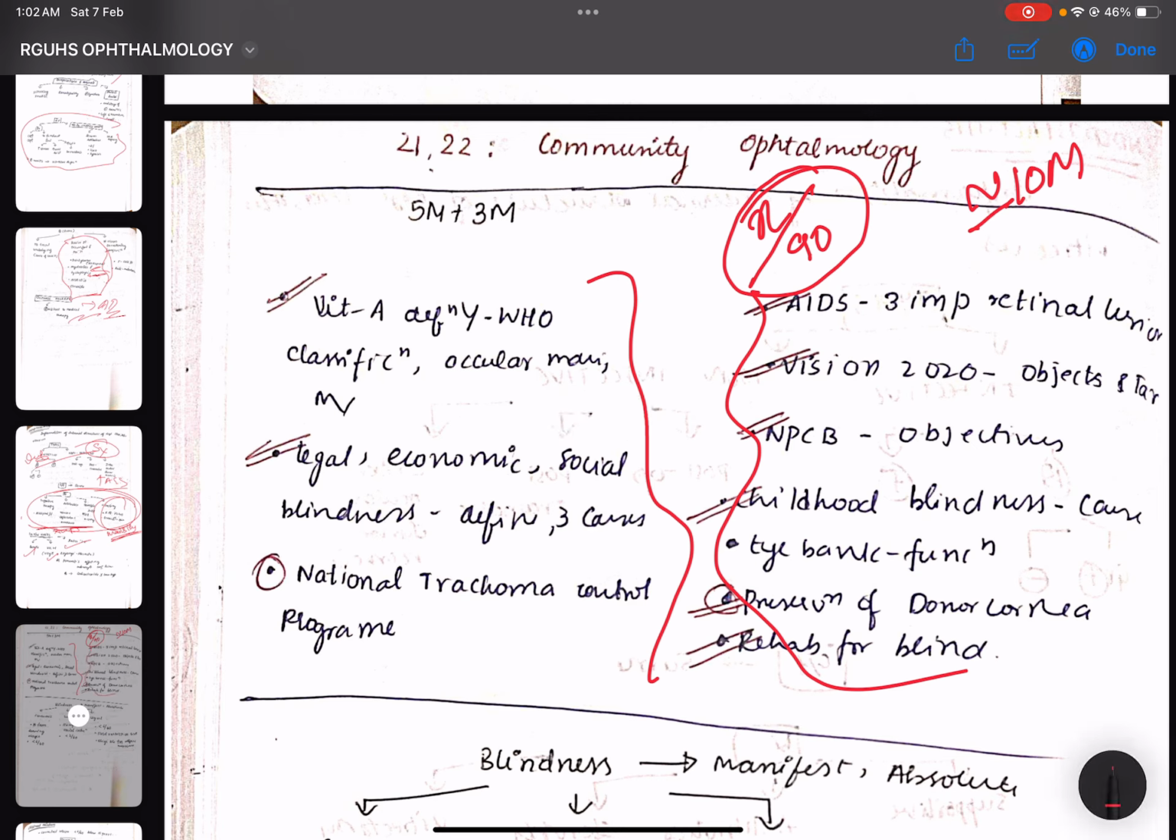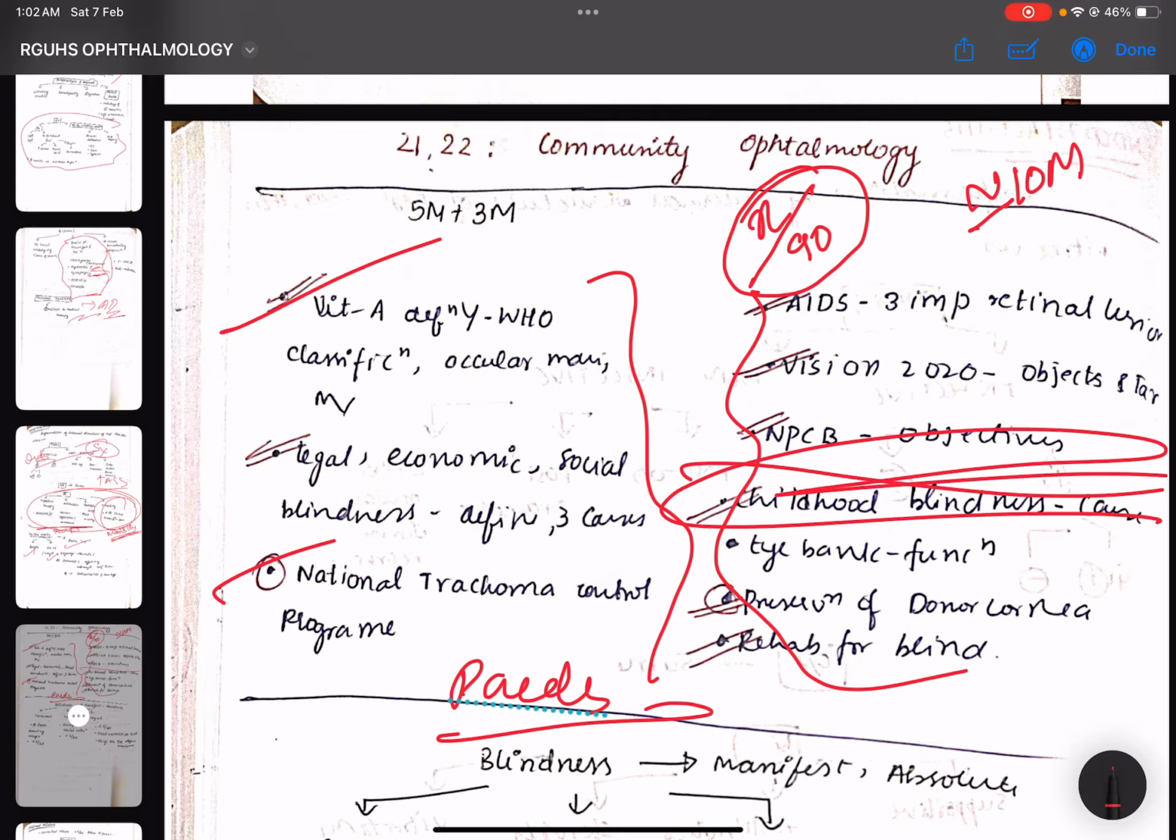Here there are some topics that overlap also. For example, vitamin A and glaucoma, and also child blindness, where you have a pediatric overlap. But you also need to study because these are short questions, and that day you just have to know things and come back. Okay, these are the questions.